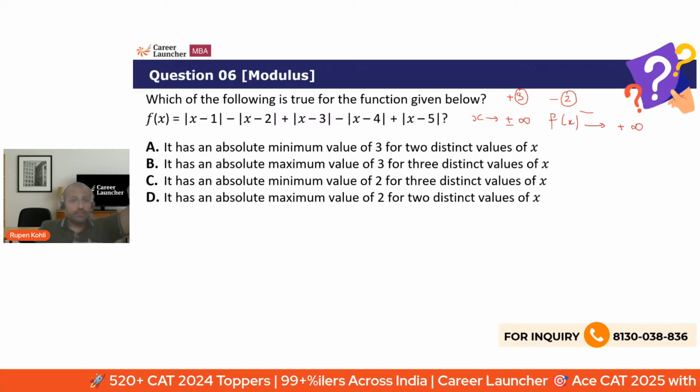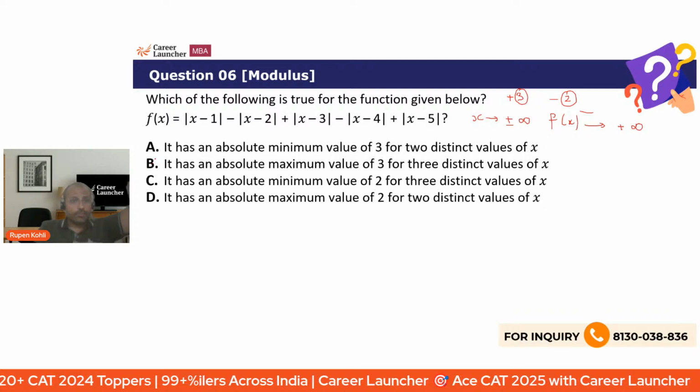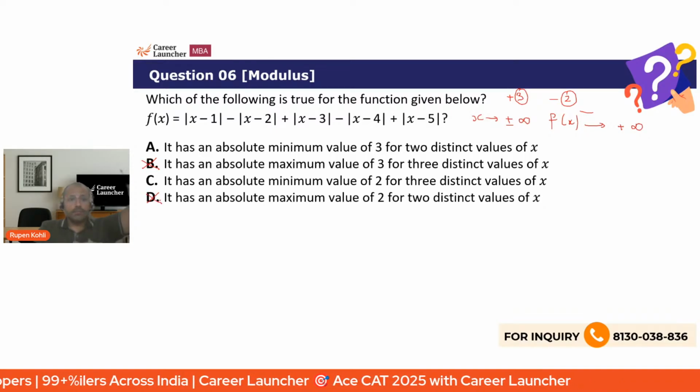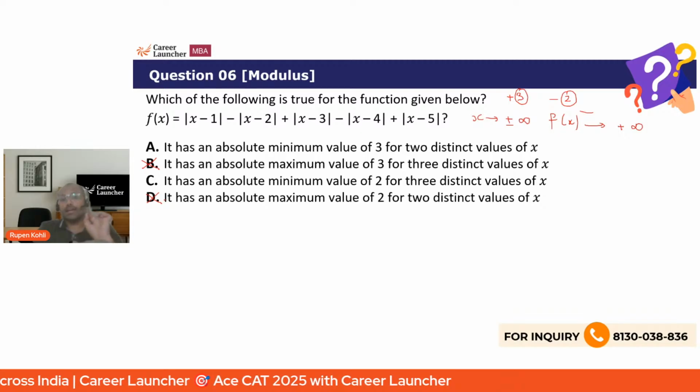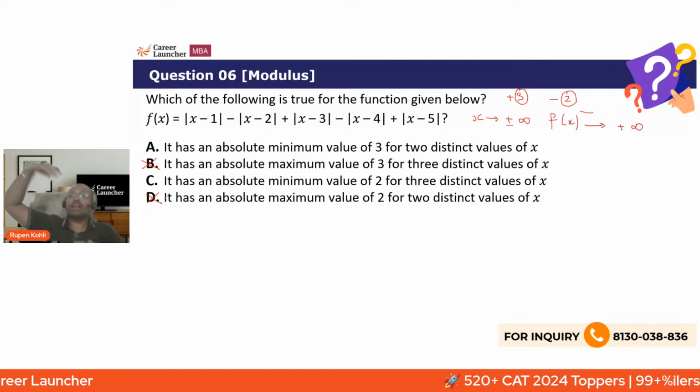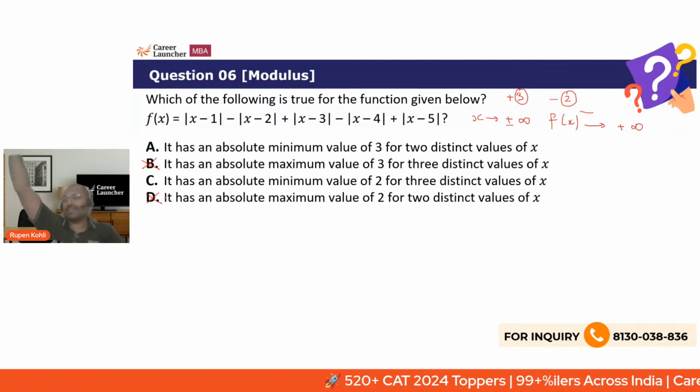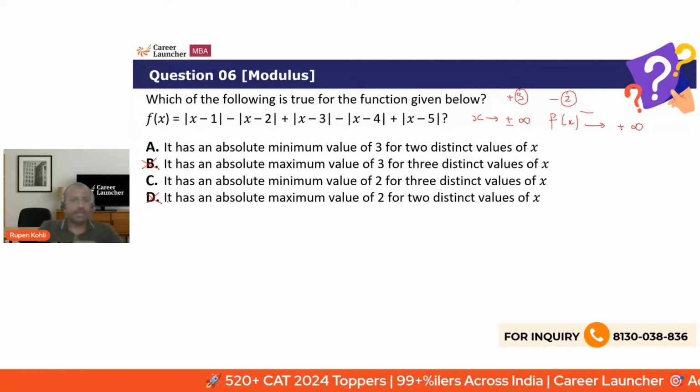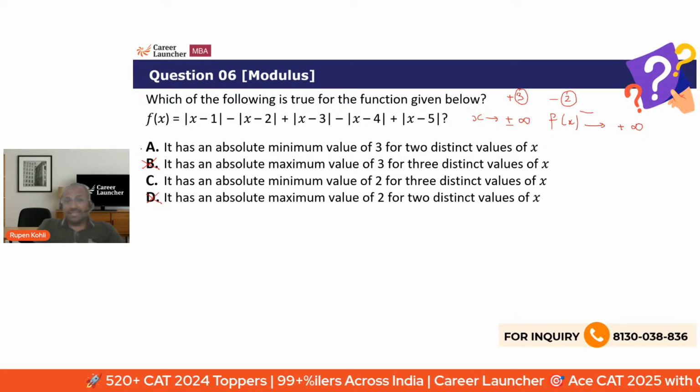So option B and option D are straight away ruled out, because this function will not have an absolute maximum value but an absolute minimum value, because the maximum value is unbounded, it is infinite. First of all, that we can do, and we are left with options A and C. Now we have to solve this.